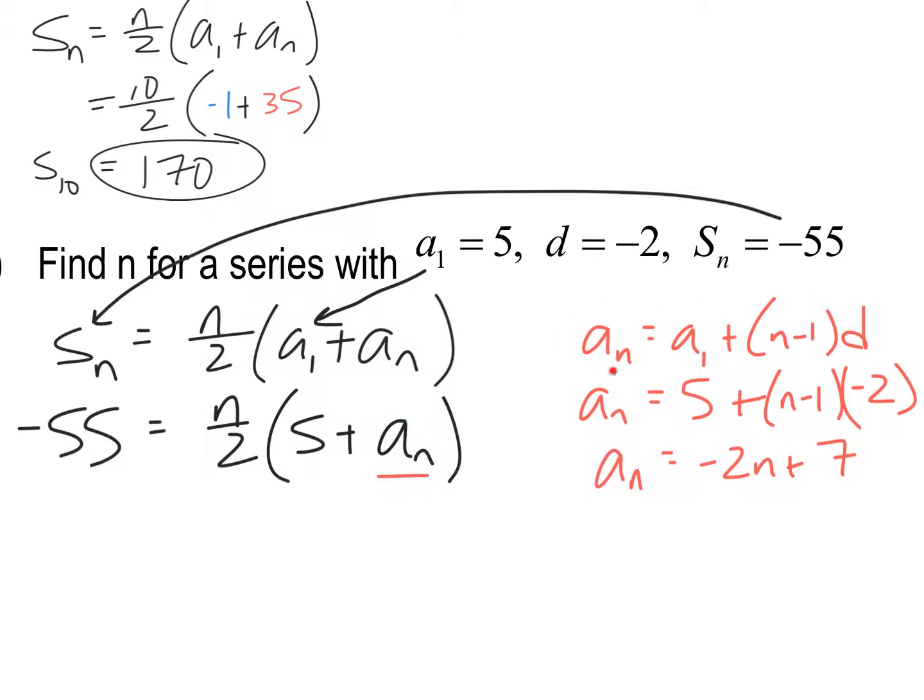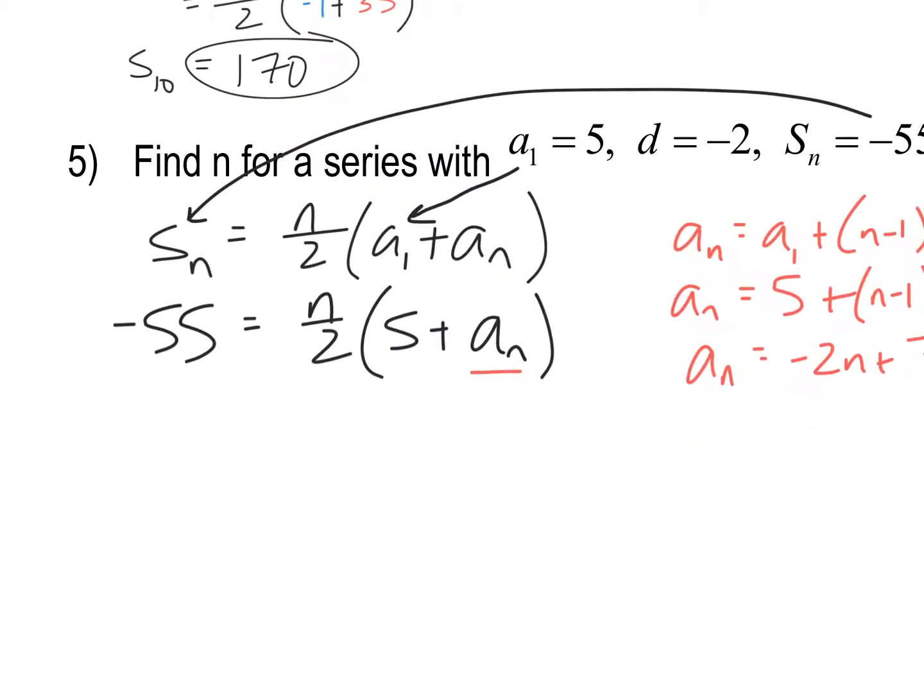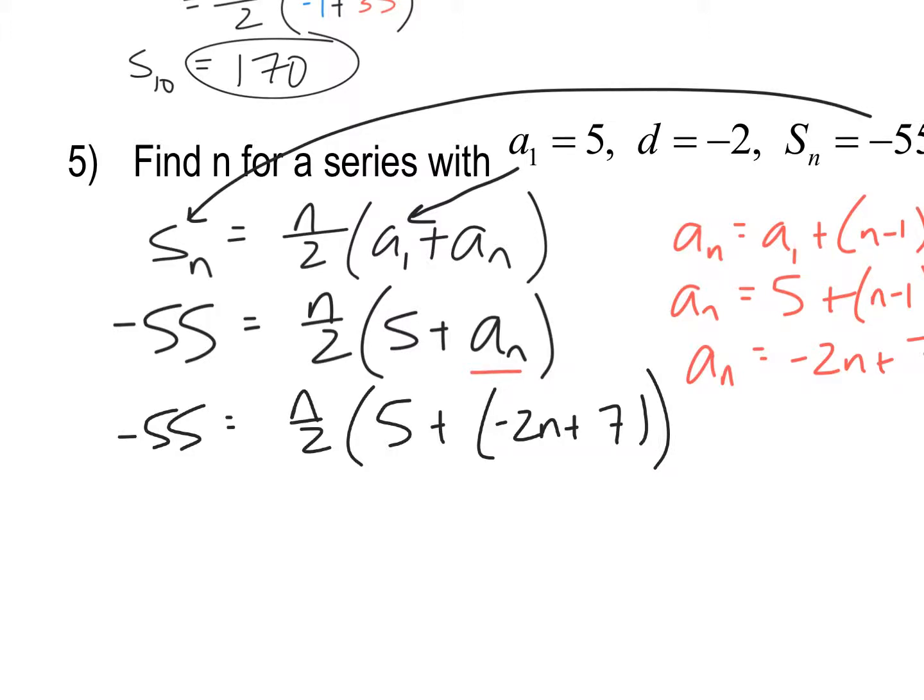Use the formula for a sub n, plug in everything you know, and this is what I'm going to substitute in right here. Now I think I'm going to be able to solve it. I'm going to get negative 55 equals n over 2 times (5 plus negative 2n plus 7). So I'm just going to combine my like terms. Negative 55 equals n over 2 times 12 minus 2n, or negative 2n plus 12, either way.